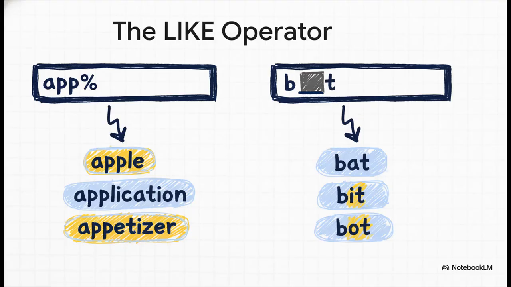But what if you're searching for text and you don't know the exact spelling? Well, that's where the LIKE operator becomes your best friend. It lets you use these special wildcards. The percent sign, %, matches any sequence of characters, and the underscore, _, matches exactly one. This is so useful for searching for things like names or titles when you only have part of the word.